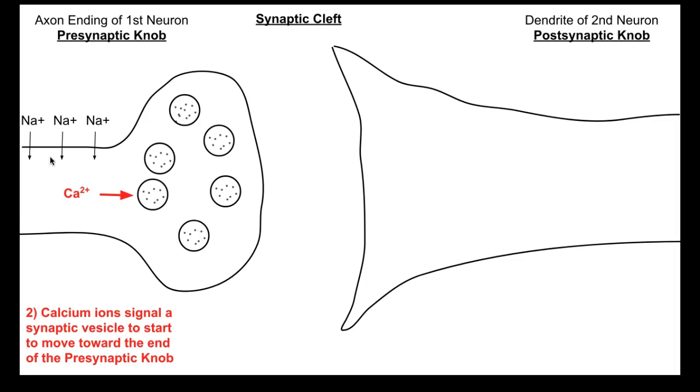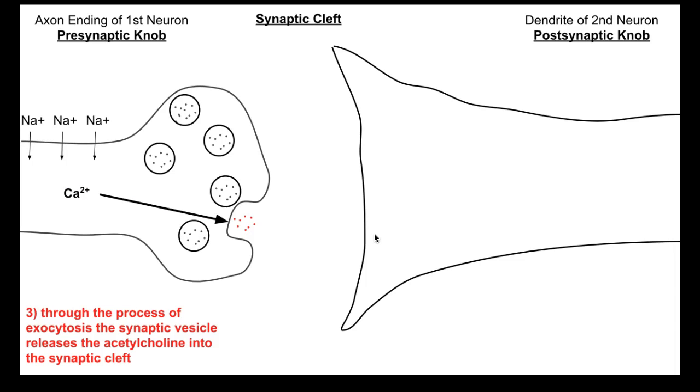Calcium is going to basically tell some of these synaptic vesicles to start to move towards the very end of the presynaptic knob. So it's going to move over and over and over and eventually get right to the end. And the next thing that's going to happen is this membrane is going to kind of engulf the vesicle and allow these neurotransmitters to be on the outside of the presynaptic knob rather than on the inside. So that's kind of what that would look like.